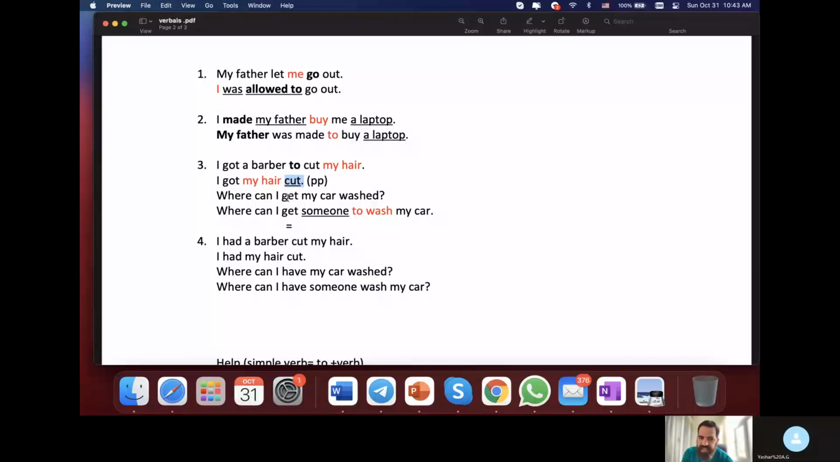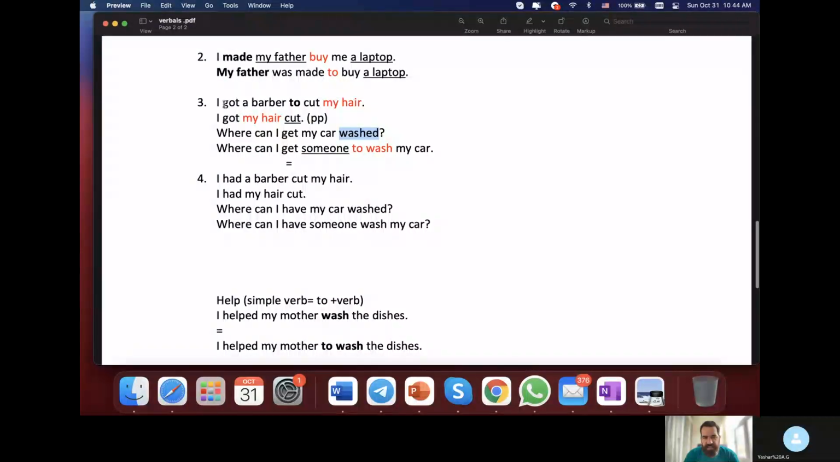You can ask, where can I get my car washed? Where can I get someone to wash my car? When you use "someone" after "get," it means that you have the object, so it is not passive. And then you need to write "to wash," because it is like "a barber to cut," "someone to wash." But here I don't have "someone," I say "washed."